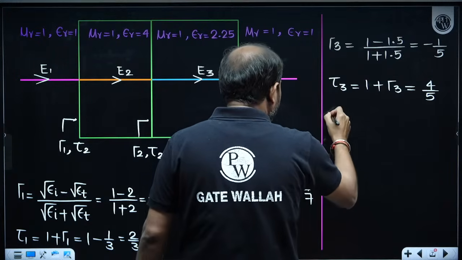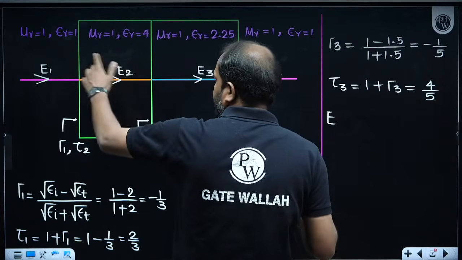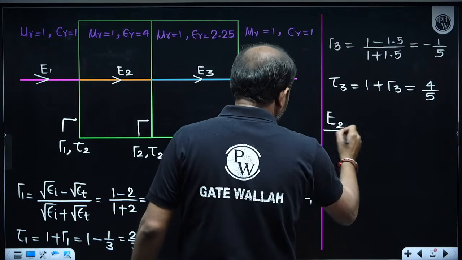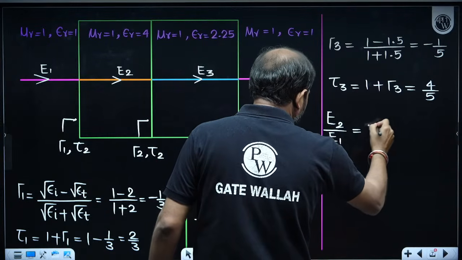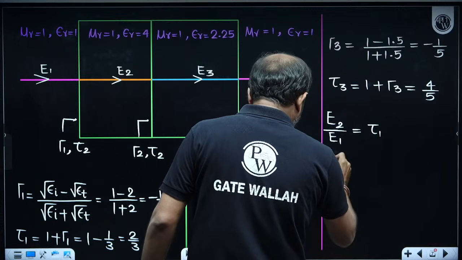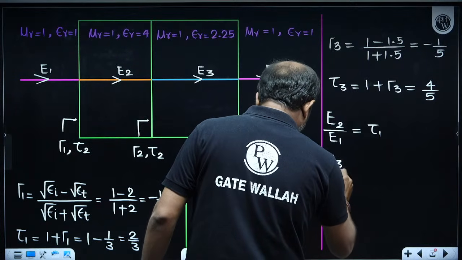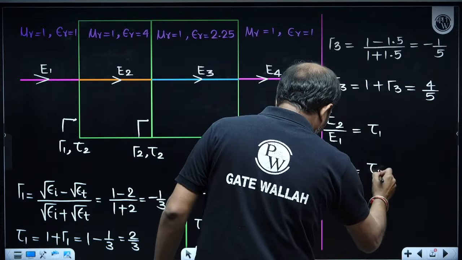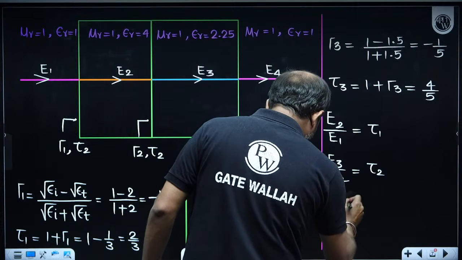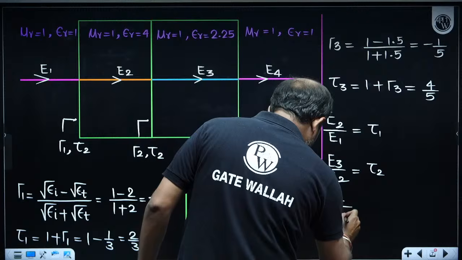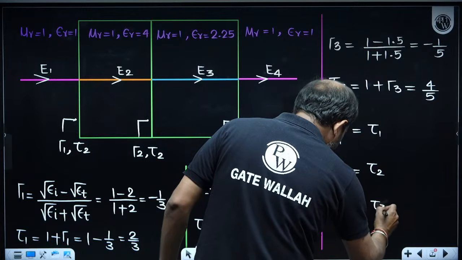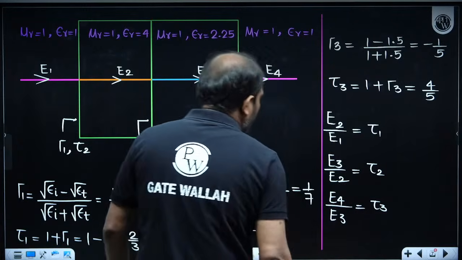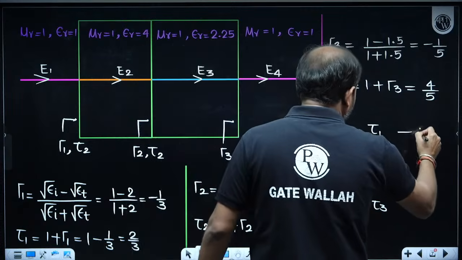Then we have E1. So transmitted is E2. E2 by E1 is tau 1. Then E3 by E2 is tau 2. And E4 by E3 is tau 3. So I will multiply 1, 2 and 3.